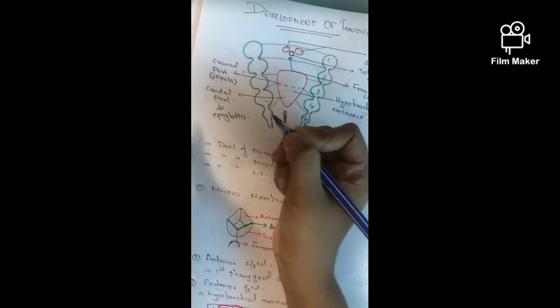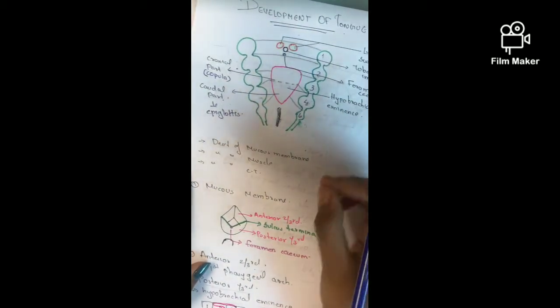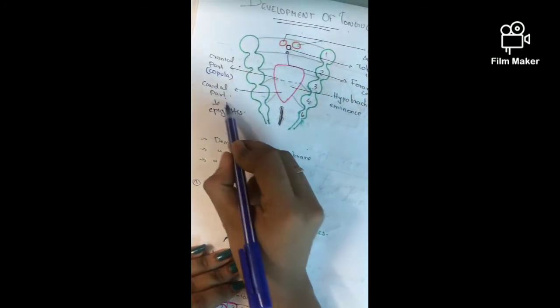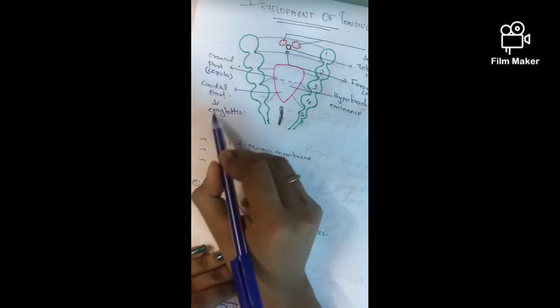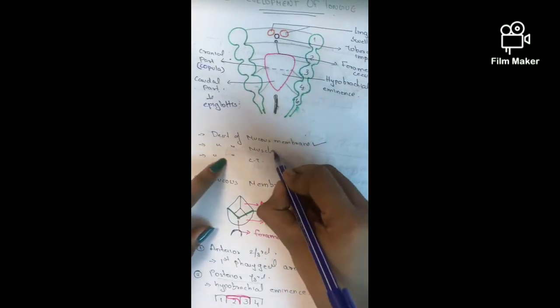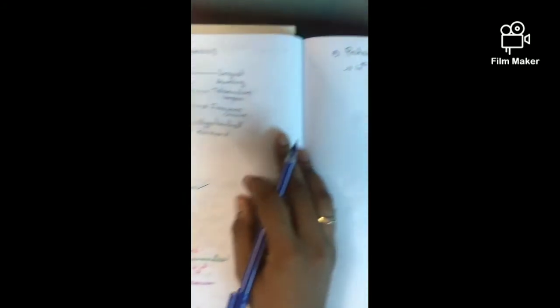Epiglottis. As we all know, the epiglottis is a leaf-shaped flap in the throat that prevents food from entering into the windpipe and into the lungs. So, the caudal part of the hypobrachial eminence further develops into the epiglottis. Now, we have completed the development of the mucous membrane. Now, we have to discuss the muscles and the connective tissue.